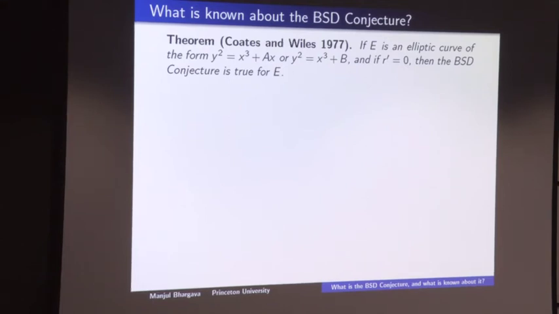And what they showed is that if E is an elliptic curve of that special form, and if r prime is equal to 0, in other words, the analytic rank, that order of vanishing, is equal to 0, then the BSD conjecture is true for E. In other words, the rank will also be 0 in that case. So if the analytic rank is 0, then the curve doesn't have any rational points other than the point at infinity.